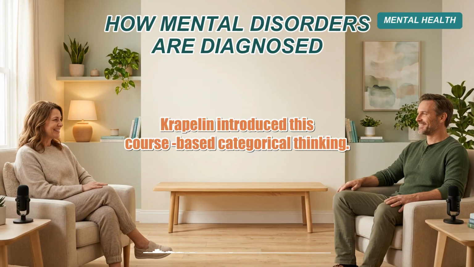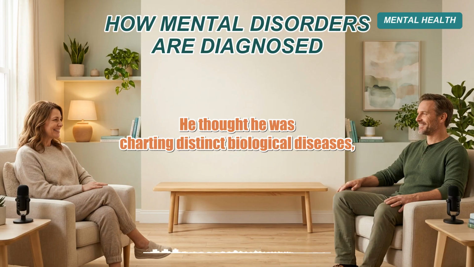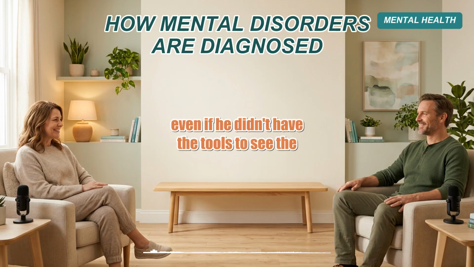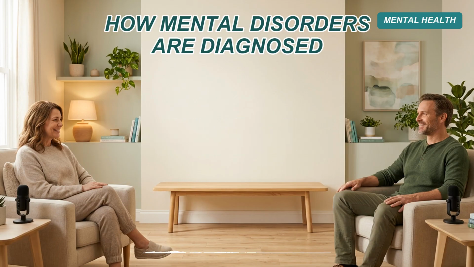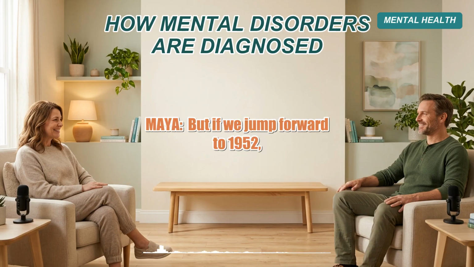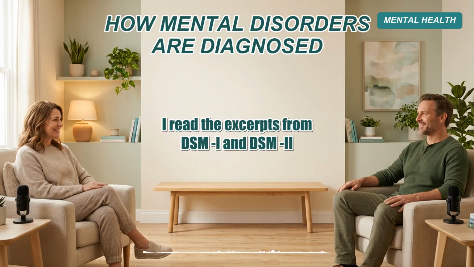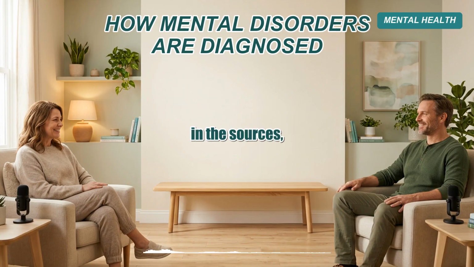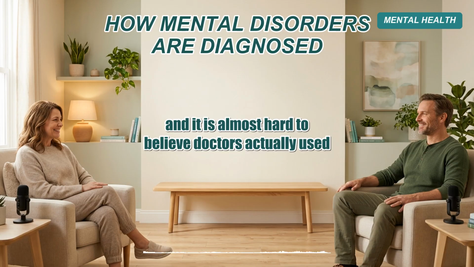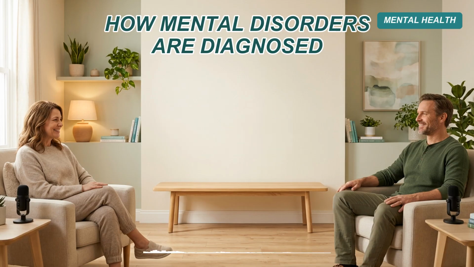Exactly. Kraepelin introduced this course-based categorical thinking. He thought he was charting distinct biological diseases, even if he didn't have the tools to see the biology yet. Which makes sense for the 1880s. But if we jump forward to 1952, when the first DSM was published, things had shifted entirely. Yeah, I read the excerpts from DSM-I and DSM-II in the sources, and it is almost hard to believe doctors actually used them. They're quite something.